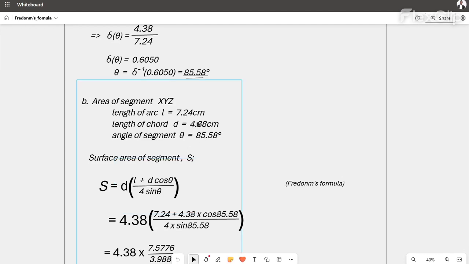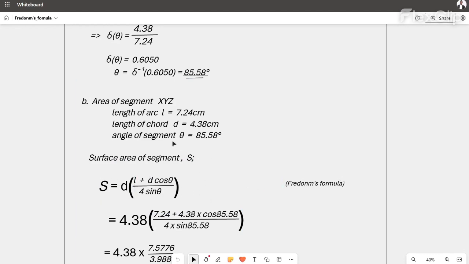If you provide these values, it doesn't care whether it's a major segment or a minor segment. Whether it's a minor segment or major segment, it will still take you straight to your answer. So this is the formula, and it's called Fredom's formula.